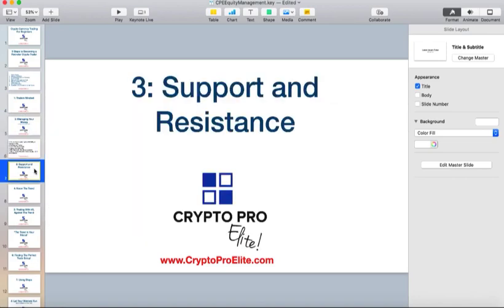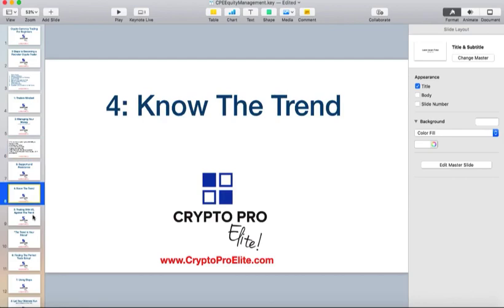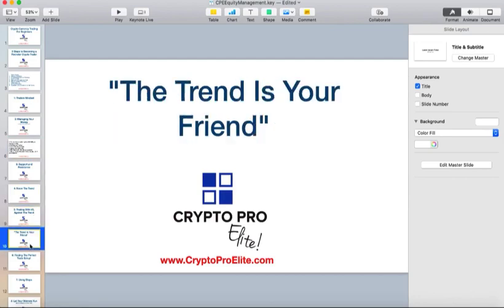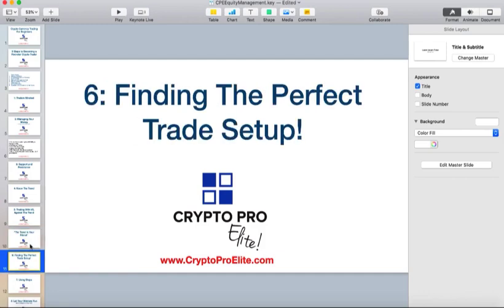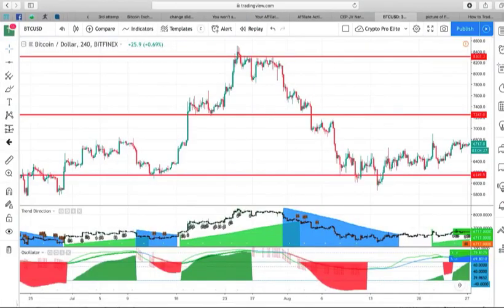And you're following that. You understand support and resistance. You know the trend. You know that we're going to trade with the trend because the trend is our friend. And now we're about to have some fun, folks. We're going to talk about finding the perfect trade setup. Let's go to our charts.